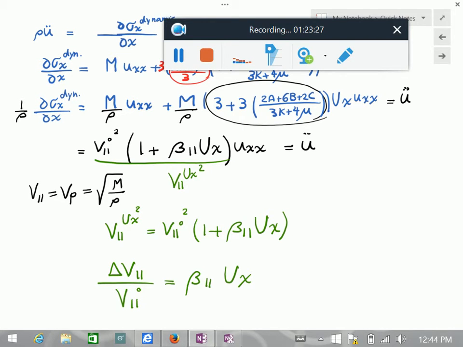That's acousto-elasticity. I tried to make this very simple so you can follow me. I hope I was successful. Okay? So that's about it today.